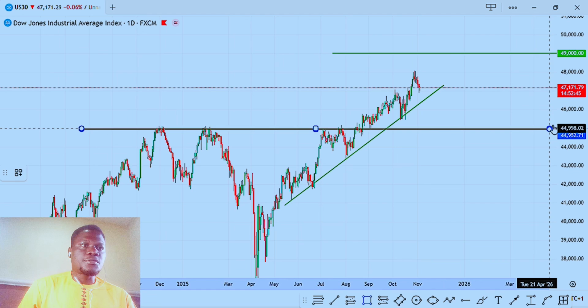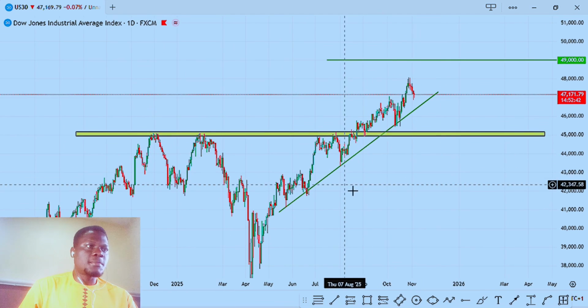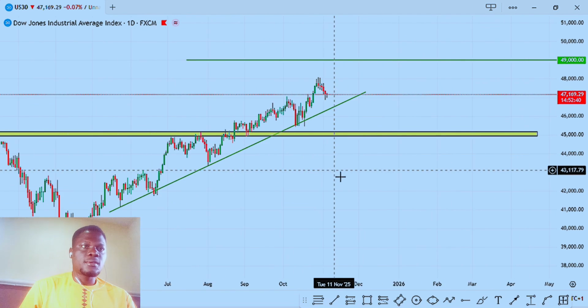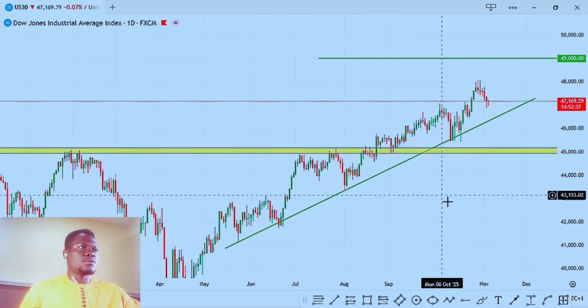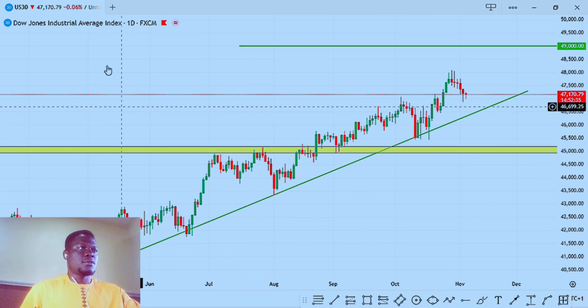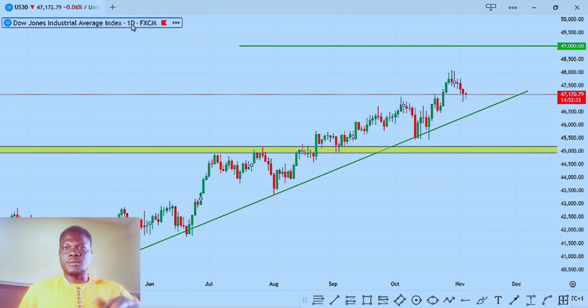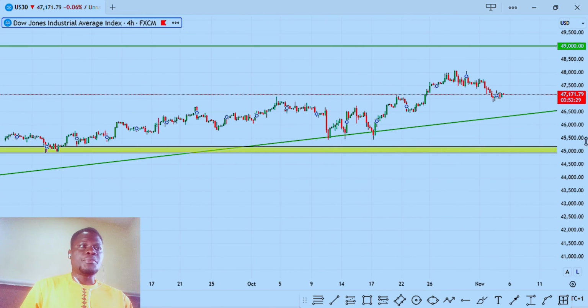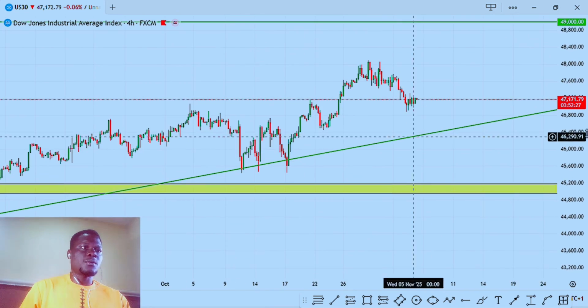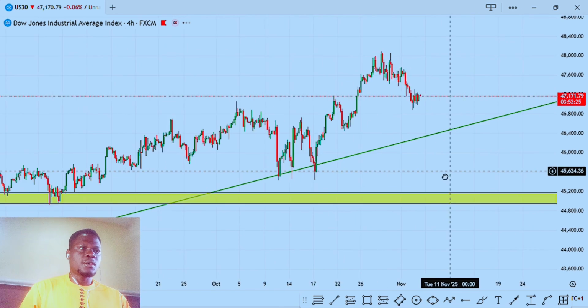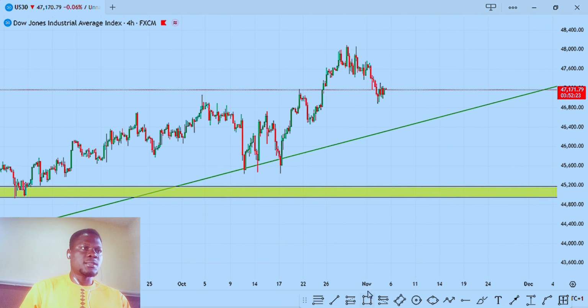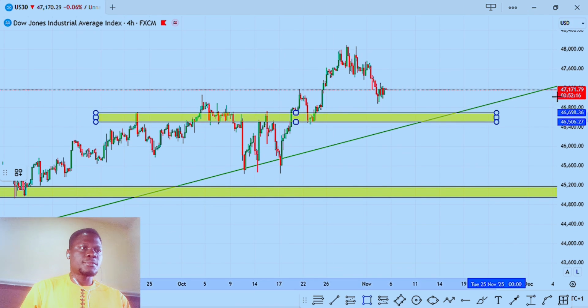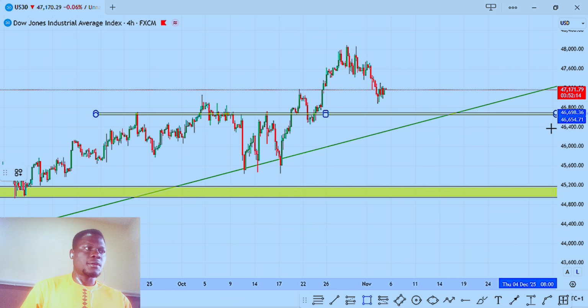On this US30 trade, there is a minor correction going on right now. If we go down to the 4 hours time frame, it's a minor correction going on currently. We are already at break even on this trade, but we are also looking to find another entry. Let's see what will happen at this supply area.